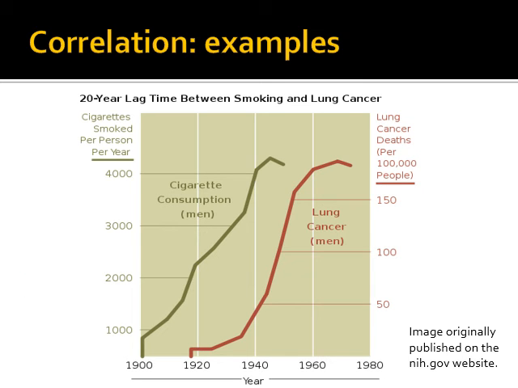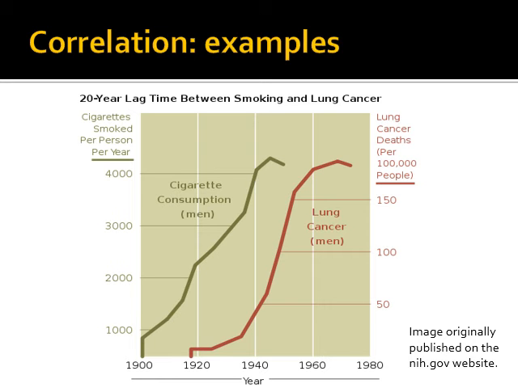Okay, here are some other fun examples that were taken from actual research studies to explain to you how correlation graphs can be useful, though we always wonder about the impact of third variables when we are looking at correlation. This image was originally published on the National Institutes of Health website. It looks at a 20-year lag time between smoking and lung cancer.